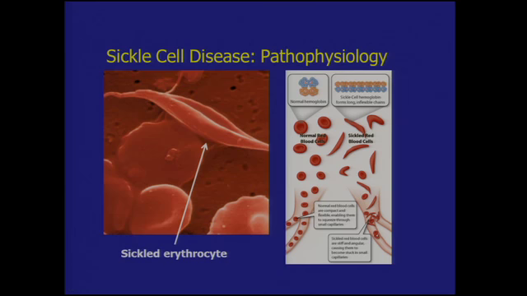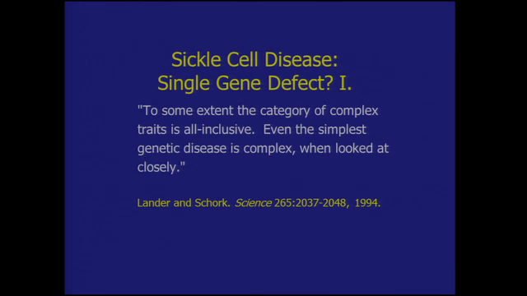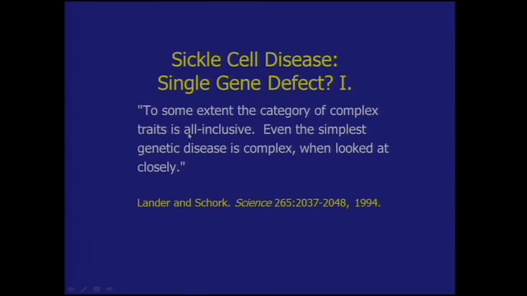Now that's what a sickled cell looks like, and it arises because the hemoglobin, if it's sickle hemoglobin that has the SS genotype, tends to form these long polymers which distort the cell shape, and that leads to what's called sickling, and that causes all the symptoms, all the manifestations of the disease. I just want to bring to your attention that even in this classical case of a single gene defect, so-called, it turns out that, as this quote says, to some extent the category of complex traits is all-inclusive. Even the simplest genetic disease is complex when looked at closely.